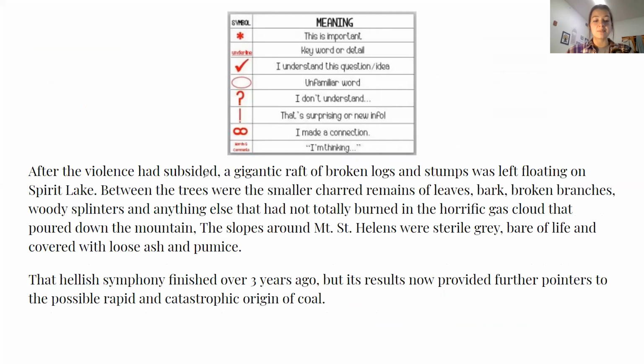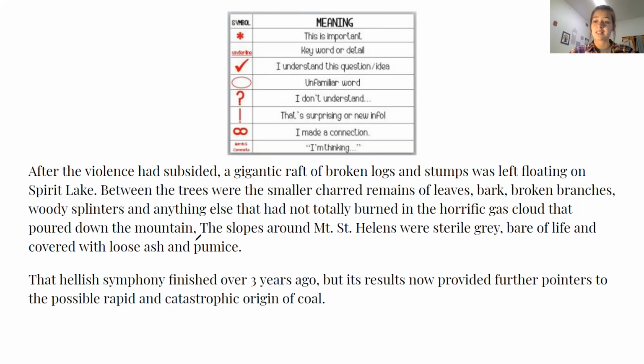After the violence had subsided, a gigantic raft of broken logs and stumps was left floating on Spirit Lake. Between the trees were the smaller, charred remains of leaves, bark, broken branches, woody splinters, and anything else that had not totally burned in the horrific gas cloud that poured down the mountain.